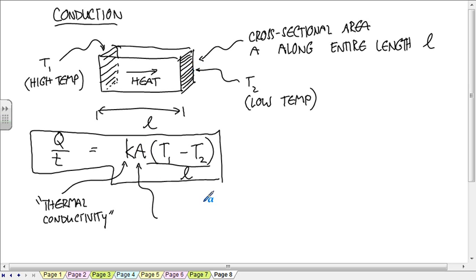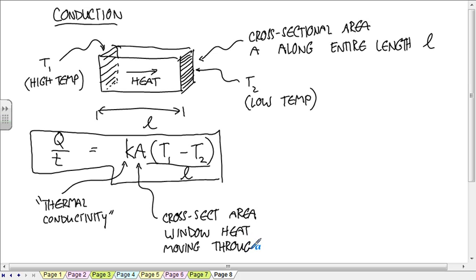Well, think of this cross-sectional area as the window that the heat is moving through. In other words, that area is perpendicular to the direction that the heat is traveling. And the length, on the other hand, is the distance parallel to the direction that heat is moving.